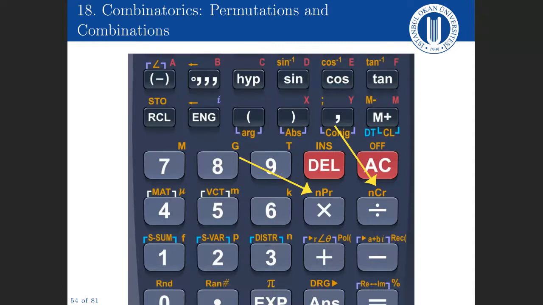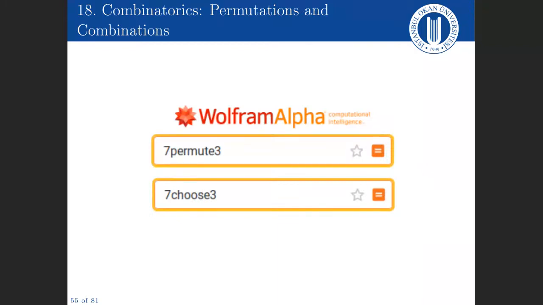Before I finish this chapter, let me point out, if you have a scientific calculator, look on it for nPr and nCr. This is a picture of a Casio calculator, and this one happens to have nPr and nCr on the multiplication and division buttons. Perhaps the best online calculator or the best smartphone app for maths is Wolfram Alpha. If you go to this website or use this app on your phone, try typing things like 7 permute 3 and 7 choose 3.